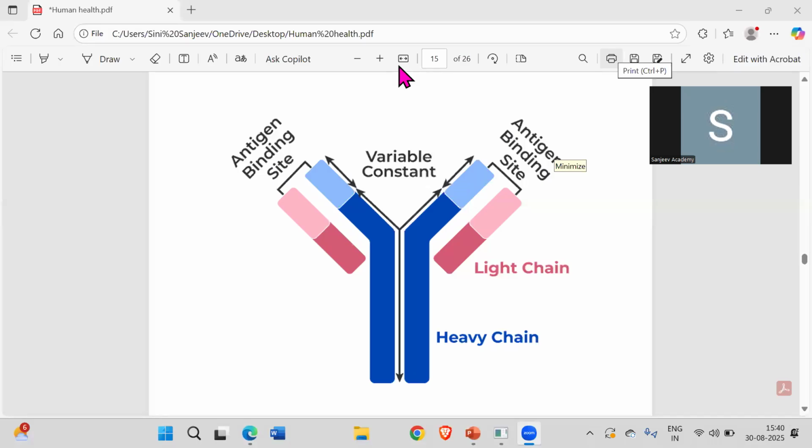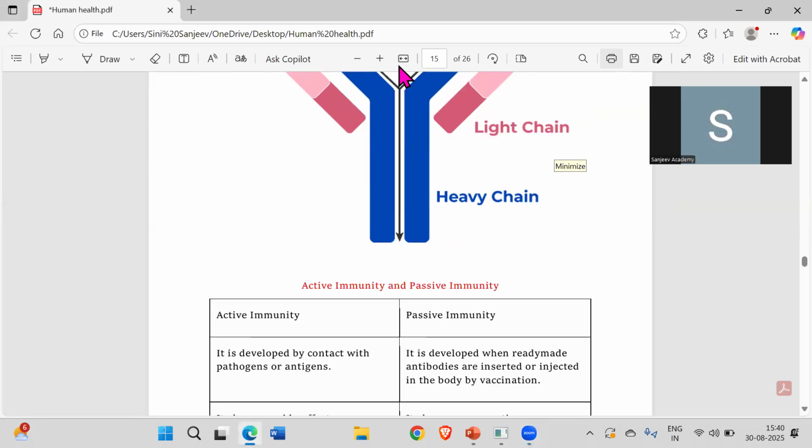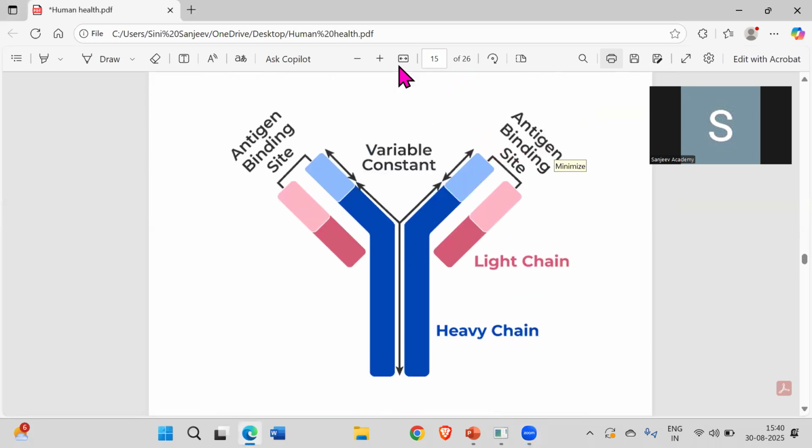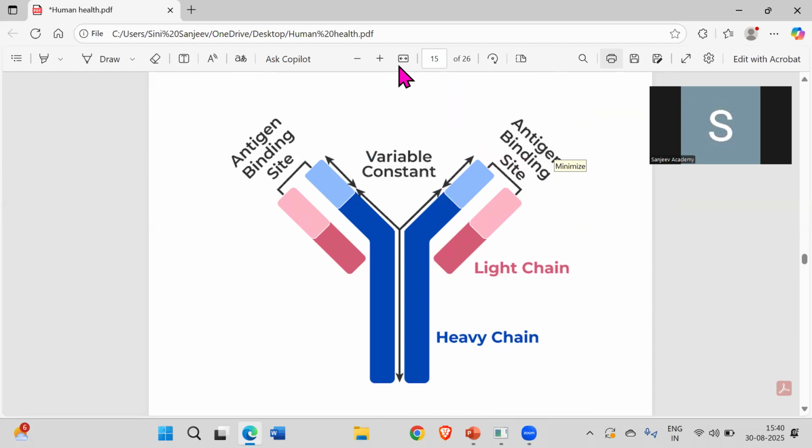So as you can see, this is the basic structure of the antibody. This is how it looks. It's a Y-shaped structure, and it usually has what? 4 peptide chains.